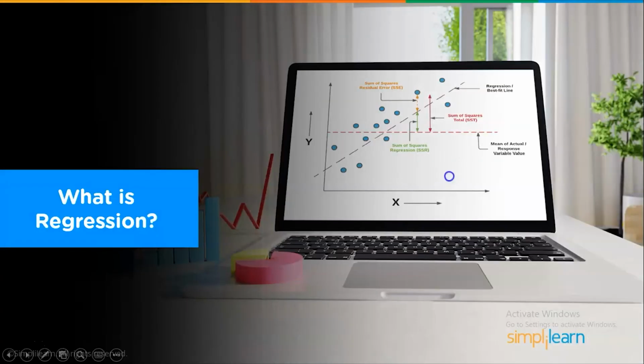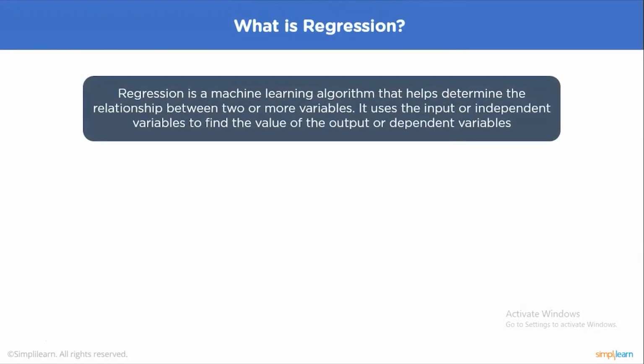So what is regression? Regression is nothing but a machine learning algorithm that helps us determine the relationship between two or more variables. It uses input or independent variables to find the value of the output or dependent variables. Regression is a prediction algorithm, which means that given some variables, we can predict the value of an output variable. The predicted value is not going to be from a set of values, but is going to be a unique value in itself.